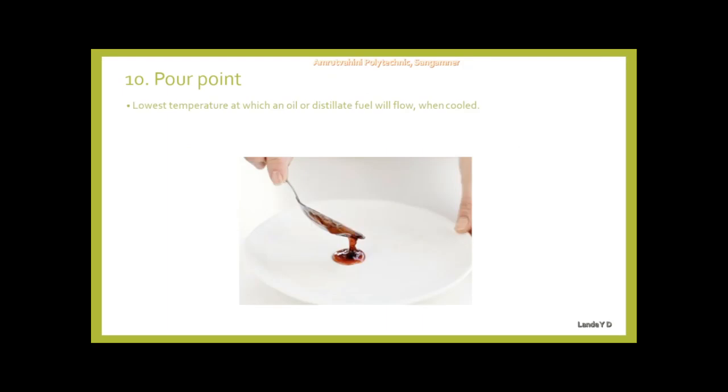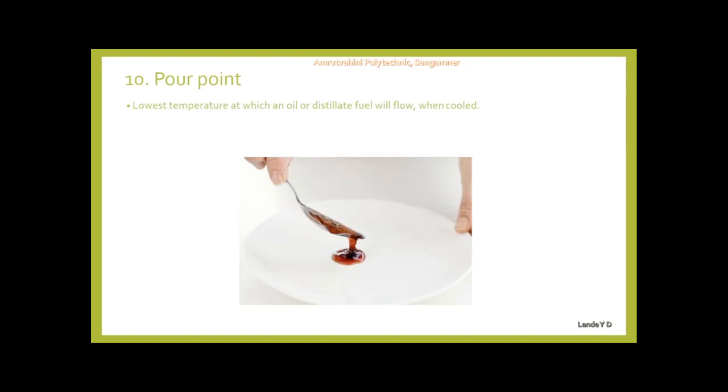10. Pour point. The pour point of hydraulic oil is the lowest temperature at which the oil will flow. It is an important property to consider when selecting hydraulic oils for use in cold environments or for applications that require low-temperature operation.